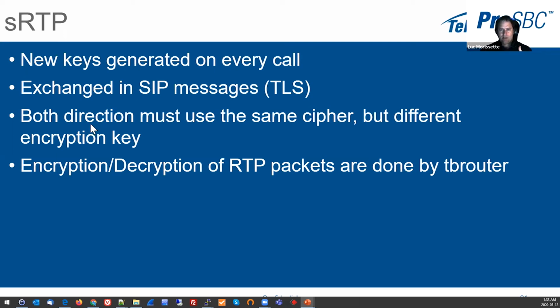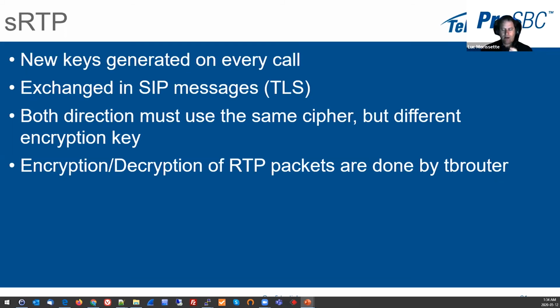Both directions must use the same Cipher method, but a different encryption key. The encryption keys are automatically managed by the SIP stacks on both ends. Once the SRTP session has been accepted, and if the SBC needs to convert RTP to SRTP, the encryption and decryption of the RTP and SRTP packets will be done by the TB router application.